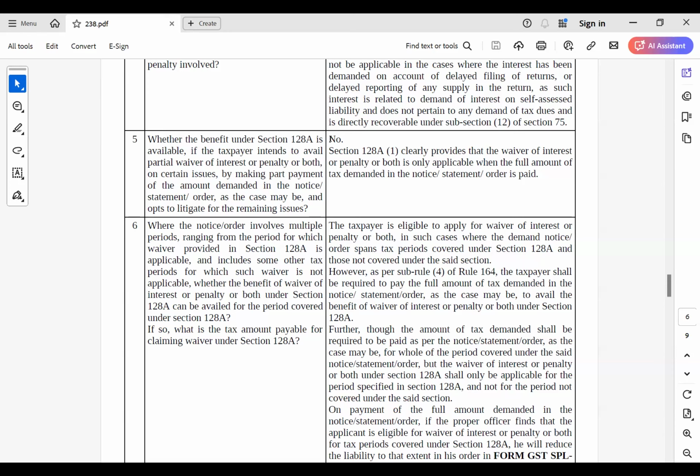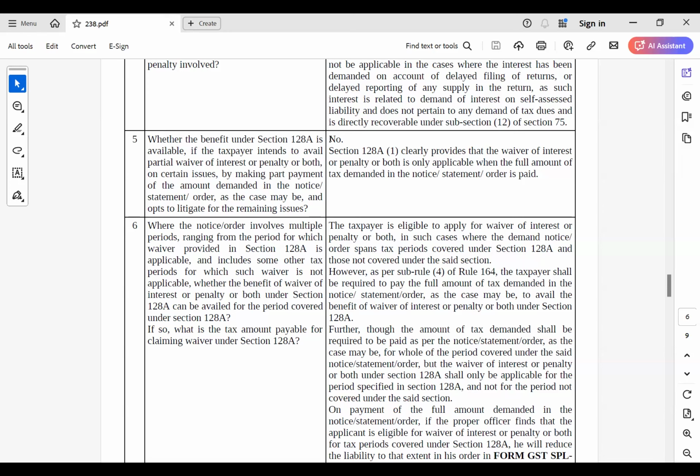So in cases wherein DRC 01 has been issued, there would definitely be a scenario wherein DRC 01 would have been issued separately for 73, 74 as the portal does not allow otherwise. And in case wherein DRC 01 has not been issued, then the common show cause notice would be there, and based upon that, an order has been passed. So wherein no DRC 01 was issued, manual notice was issued and manual order has been passed.